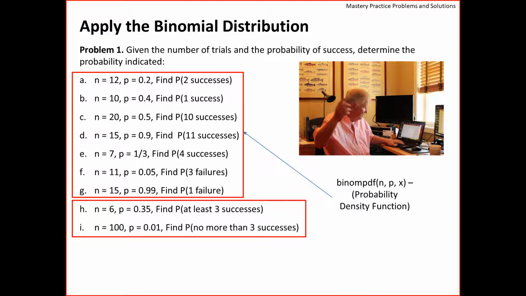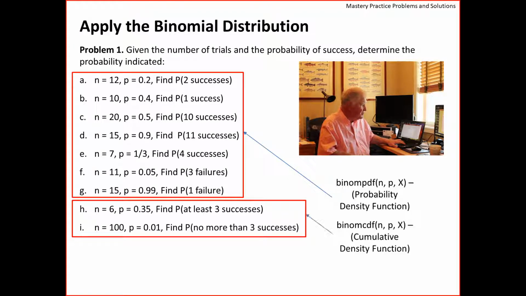Okay, that's a little different than the lower box. The lower box is done using the binomial CDF. Now you enter N, P, X and it doesn't return the probability of a single success, but what it does is return the sum of all the probabilities P0, P1, plus P2, all the way up to P sub X. And I'll do those last two problems and you'll see how this goes.